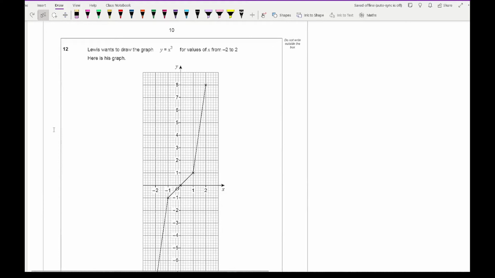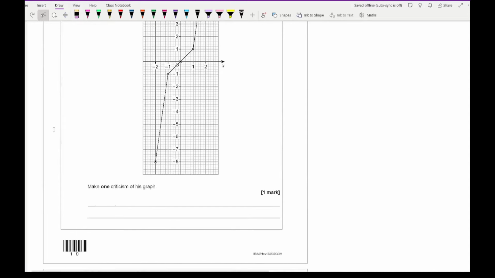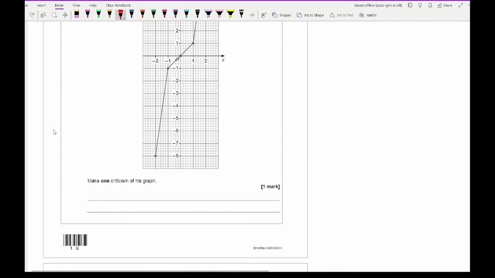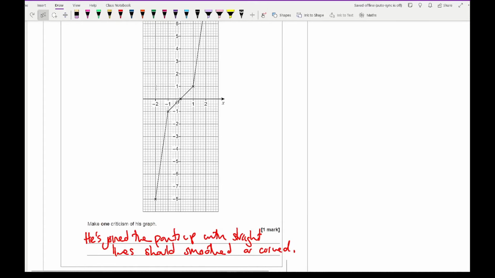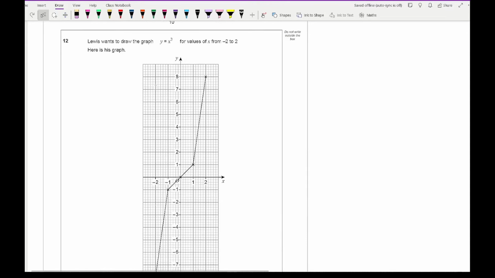Looking at question 12, it says Lewis wants to draw the graph of y equals x cubed for values of minus 2 to 2. Here is his graph, and it says make one criticism of the graph. Now I would say the obvious one is that he's joined the points up with straight lines; it should be smooth. Something along those lines would be absolutely fine. It's just worth double checking to make sure his values are right. These values are pretty spot on.